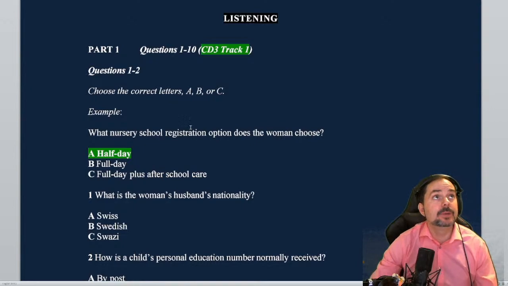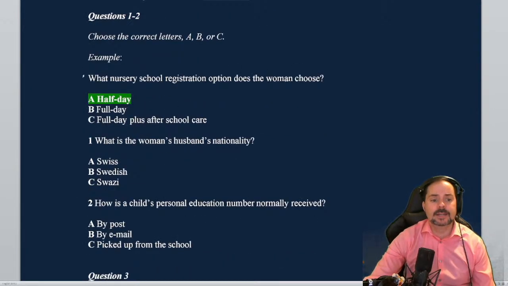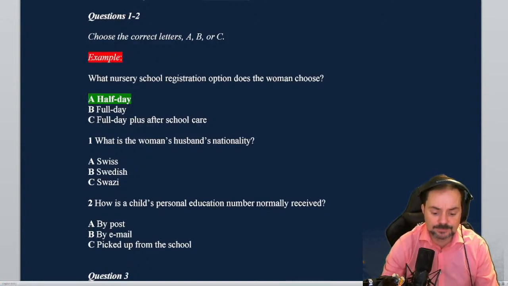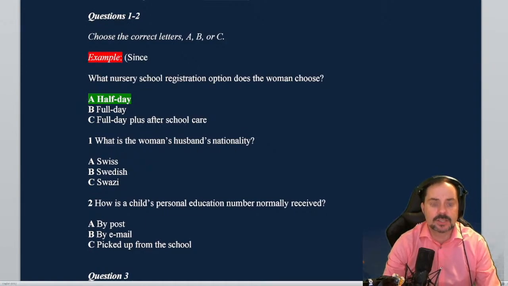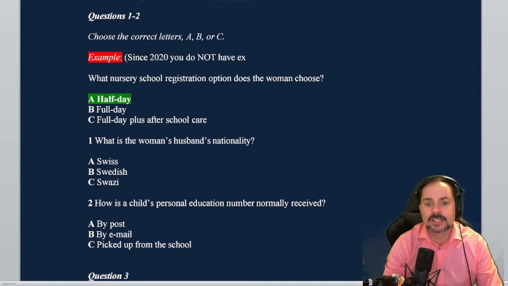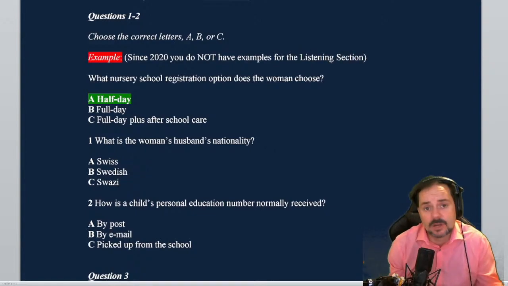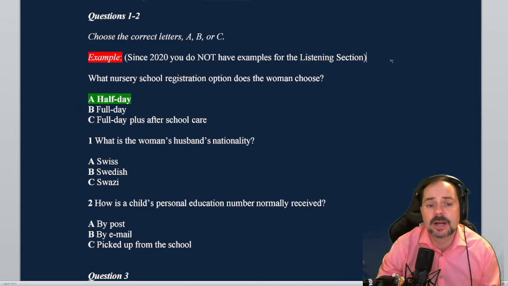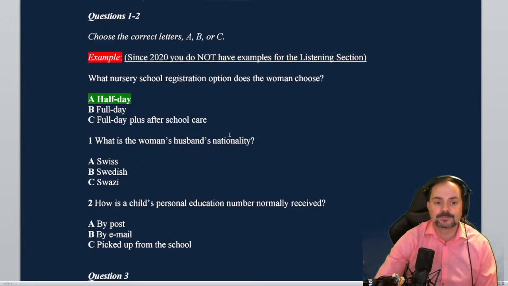All right, here we go. So you had this example here, but be careful because since 2020, you do not have examples, okay? So since 2020, you do not have examples for the listening section. So if you're using materials that are before 2020, and lots of them are very good, just keep in mind that you don't have this example going forward, okay? That's important to keep in mind.